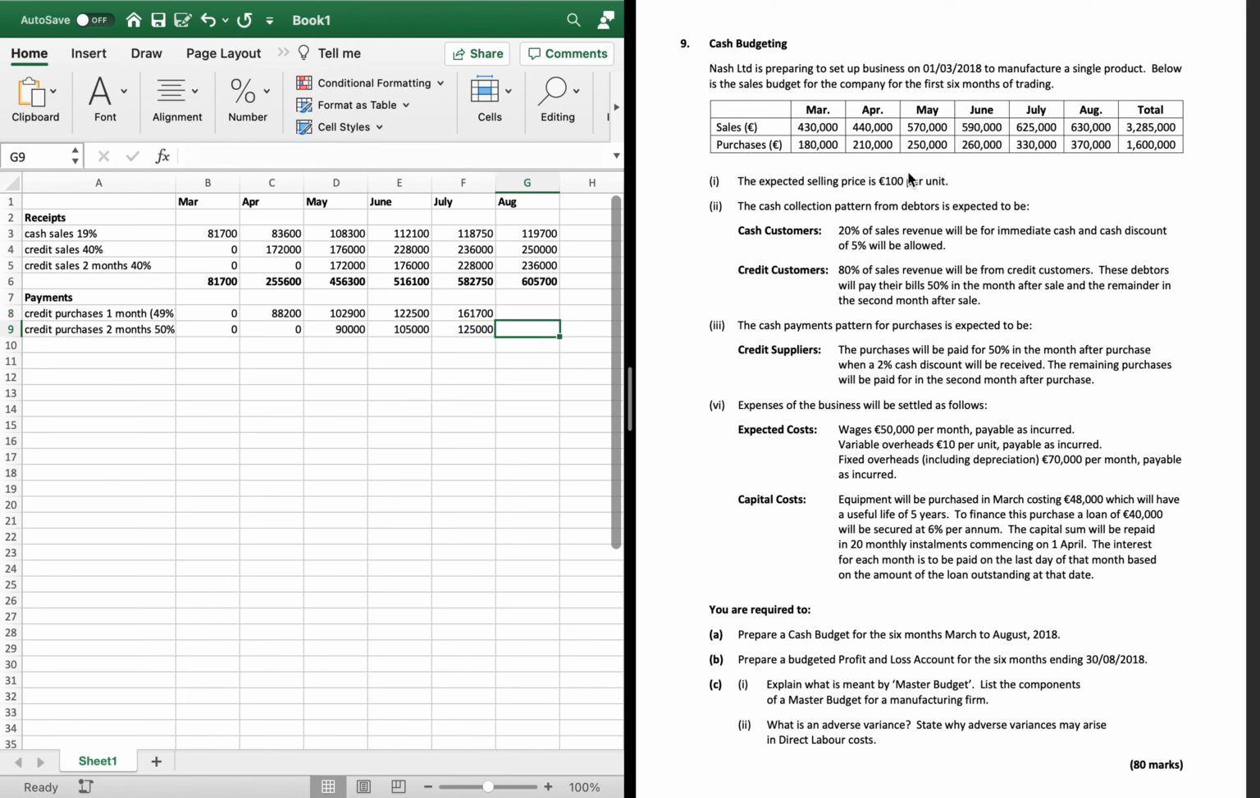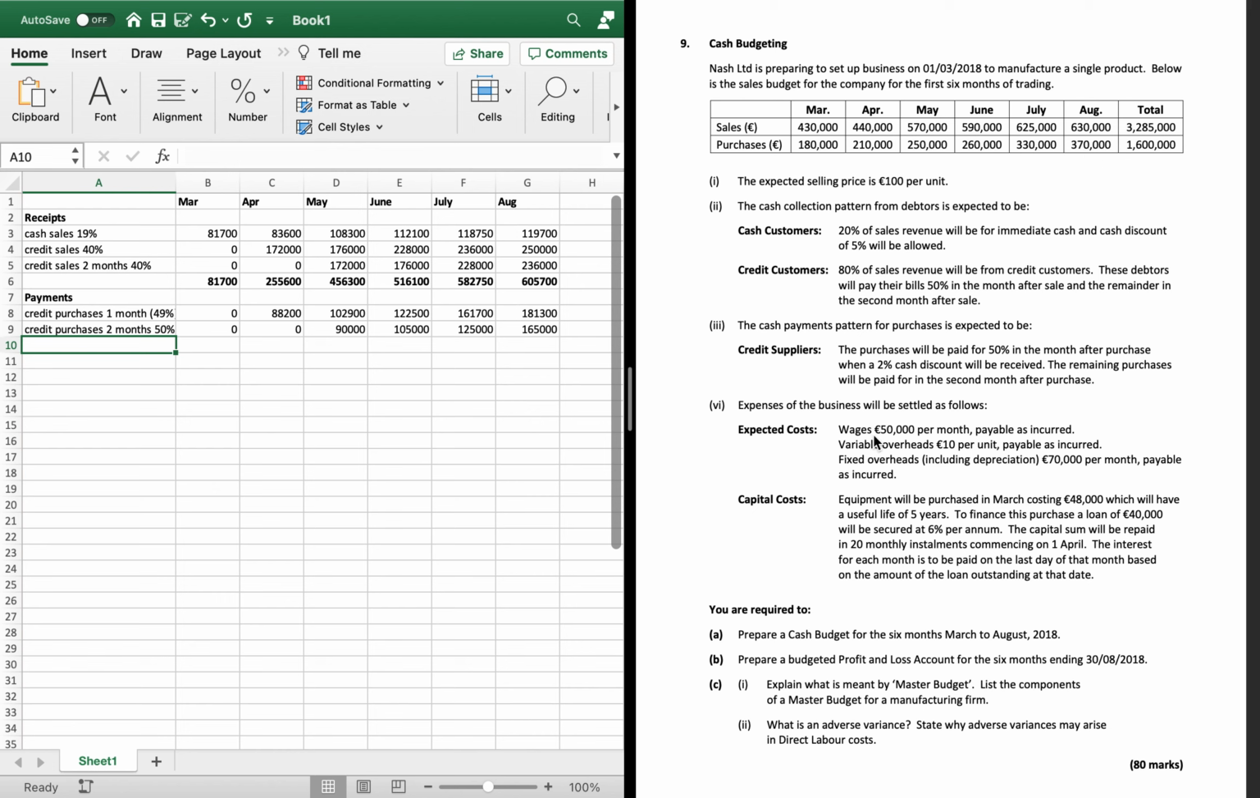49% of that, and 165, and then July's 370 is 181,300. So now that's our purchases dealt with. So that should be straightforward enough. Again, you don't have to go beyond August. So we'll just go on then.